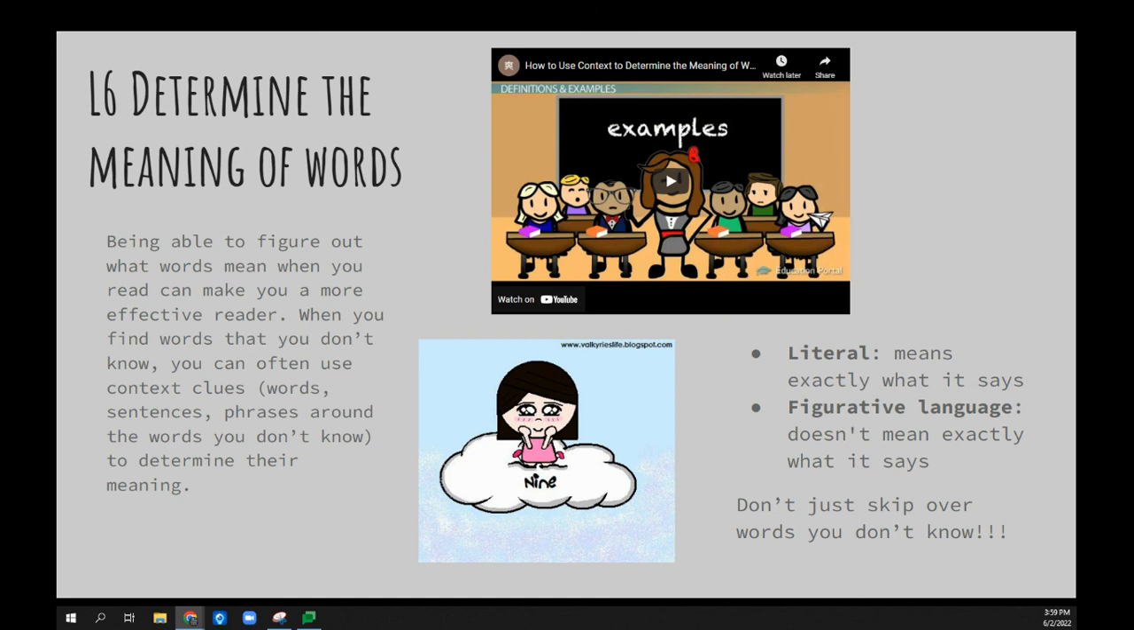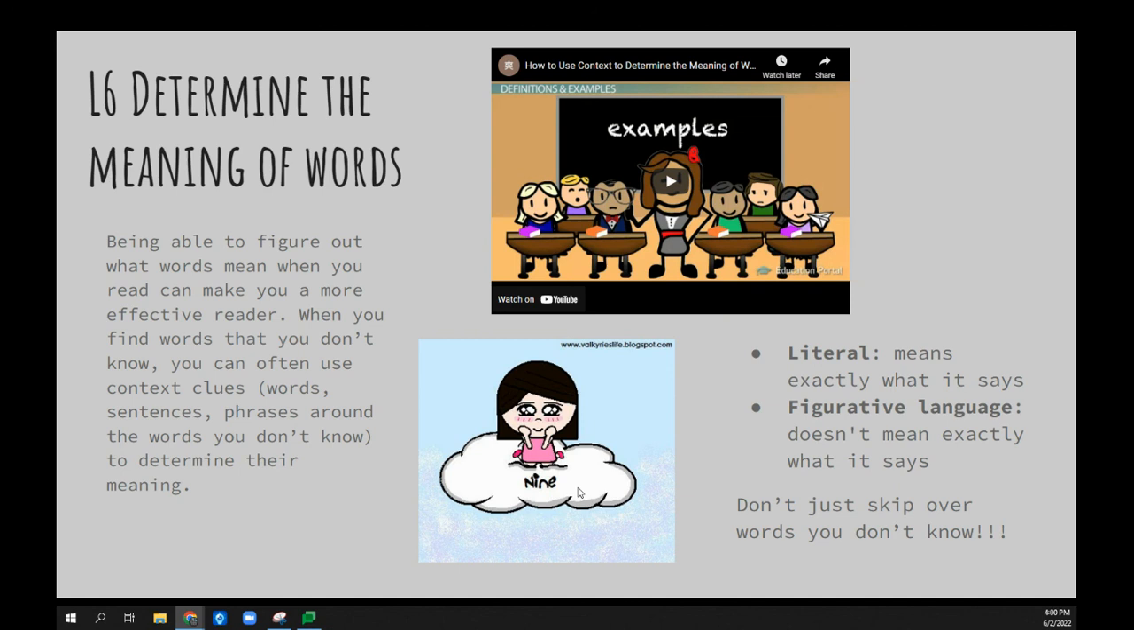Then there's also literal and figurative language. So literal is exactly what a word means, right? And figurative language doesn't mean exactly what it says. Like in this little picture here with this little girl in the middle, I could say I am on cloud 9, but I'm not literally on a cloud that is labeled 9 or the number 9 cloud, right? It's just an expression that I'm using to convey the meaning, that I'm super excited, right? Or I'm super happy, right?